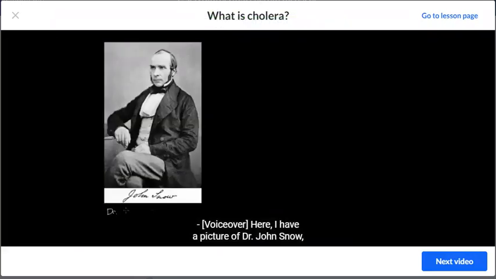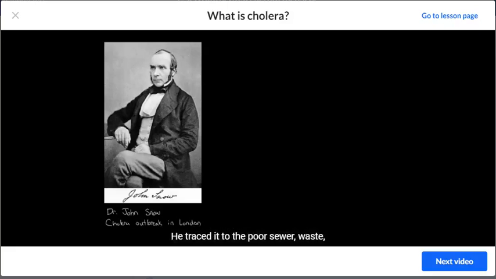Here I have a picture of Dr. Jon Snow. And this isn't the popular Game of Thrones character, but a doctor from the 1800s who discovered the source of the cholera outbreak in London. He traced it to the poor sewer, waste, and water management of the city. And in doing so, his discovery allowed for the improvement of water sanitation and waste management.